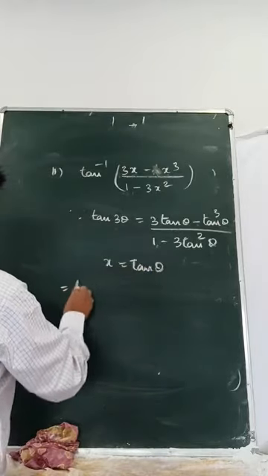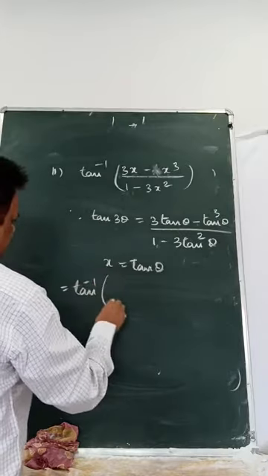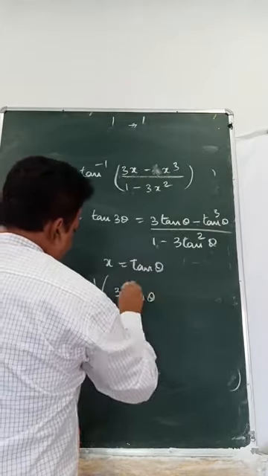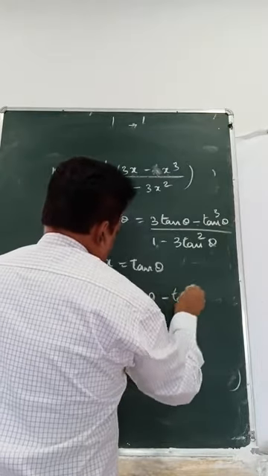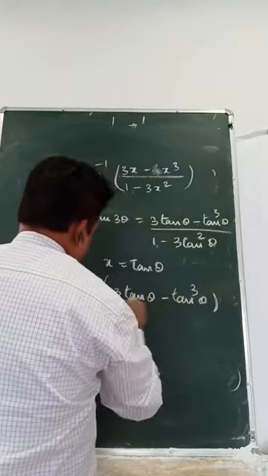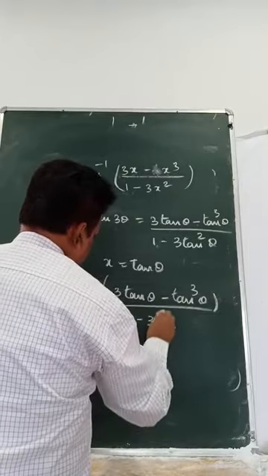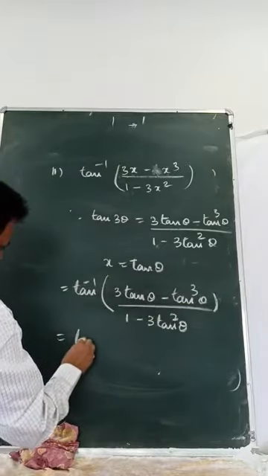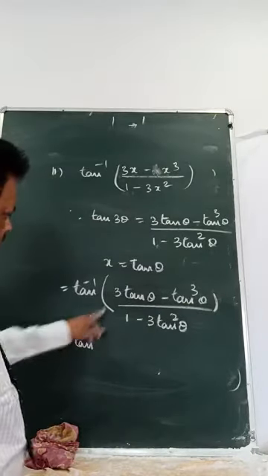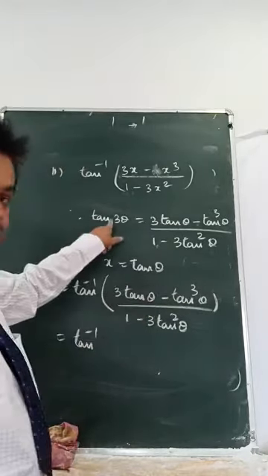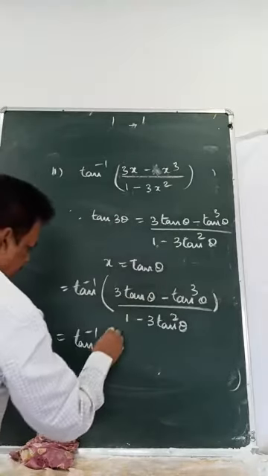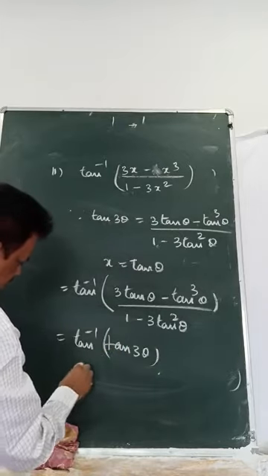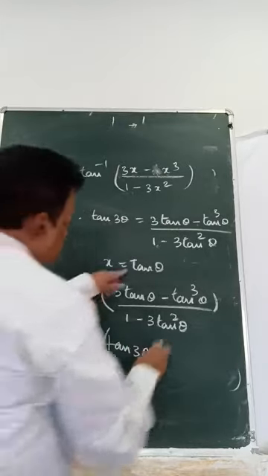Then it will be tan inverse of (3 tan theta minus tan cube theta) by (1 minus 3 tan square theta). Okay, this will be tan inverse of what? This is tan 3 theta. So here you write tan 3 theta. So tan inverse and tan cancel, giving 3 theta. Theta you can find out from here.